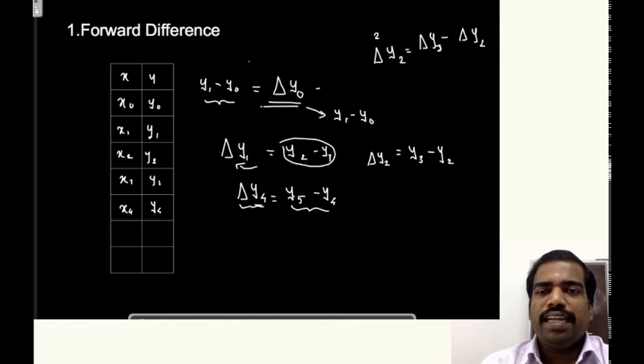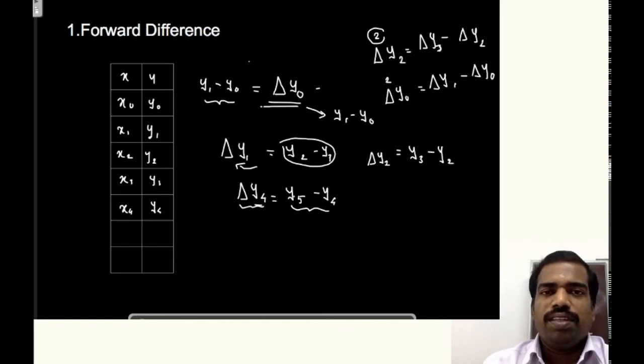If it is a second degree operator, you just take the subtraction by using the first order. So if it is delta square y0, it is delta y1 minus what? Delta y0. Delta square y0 means delta y1 minus delta y0. Clear? So here you have to understand another thing.